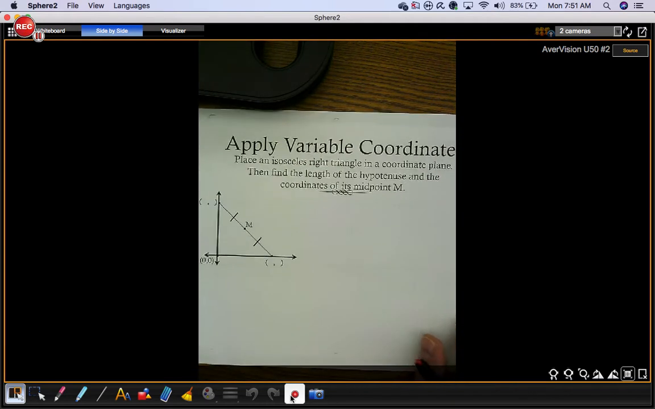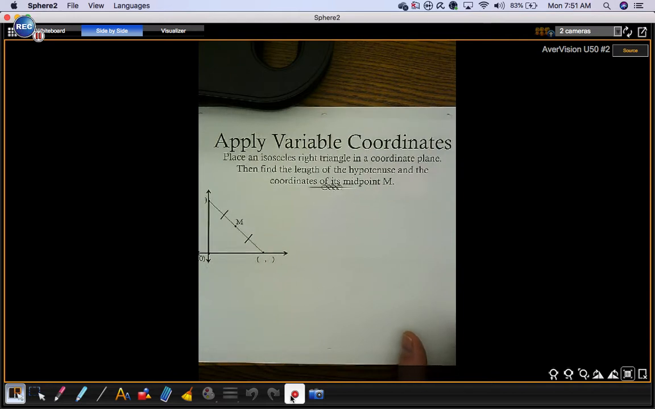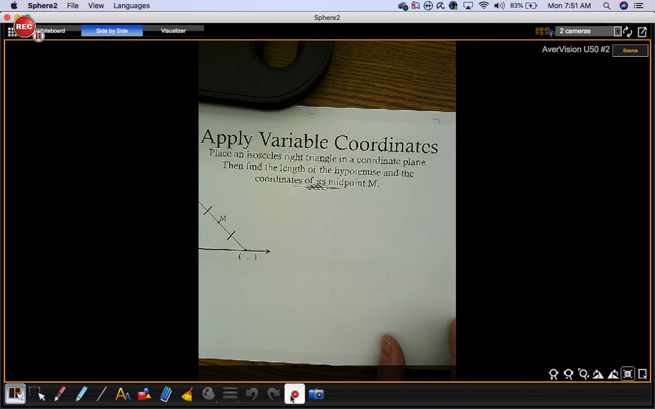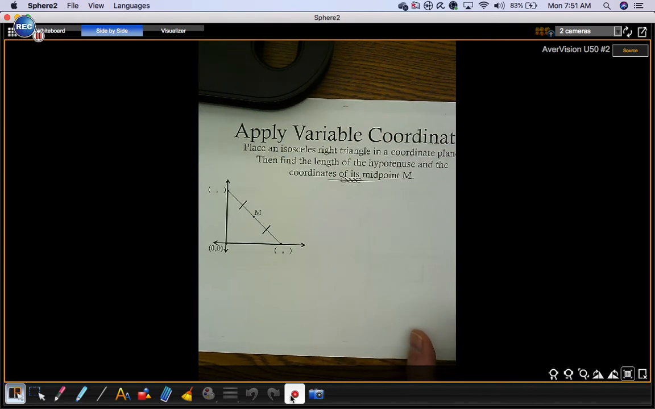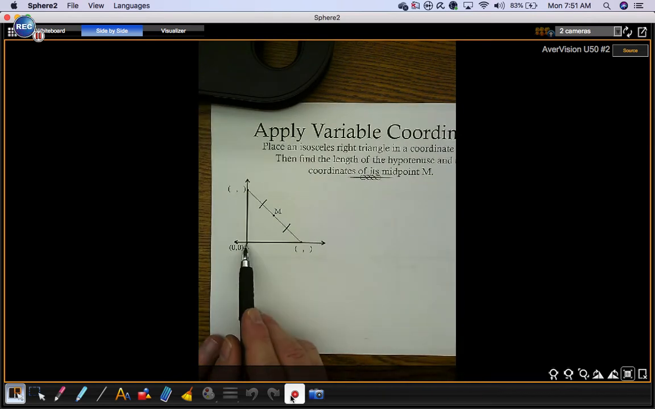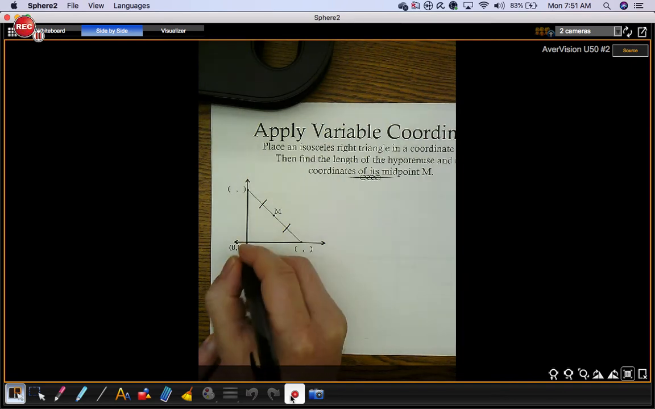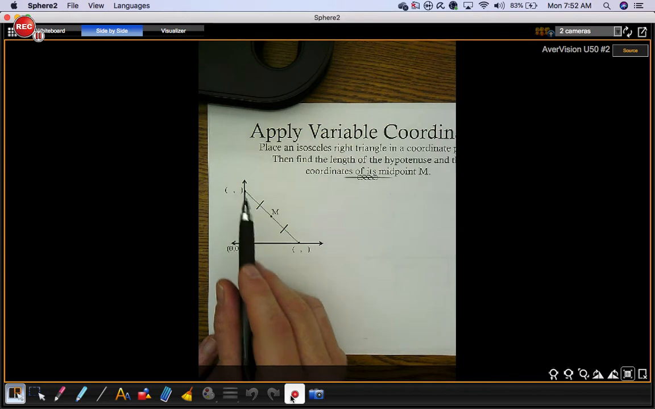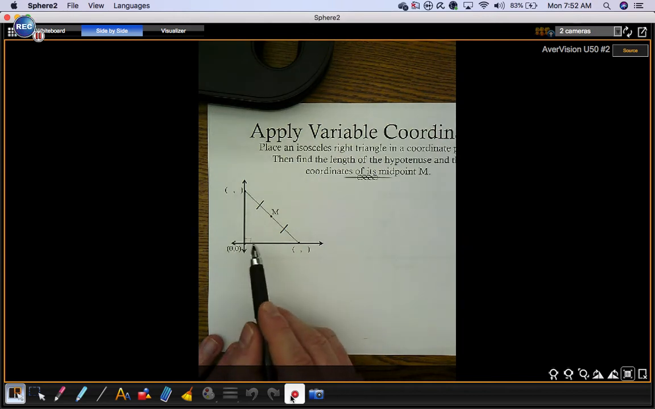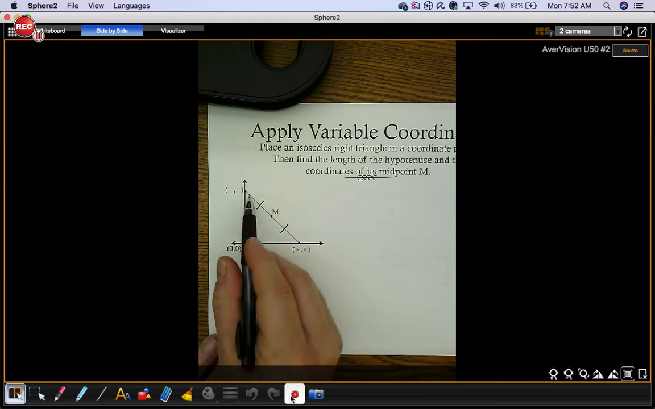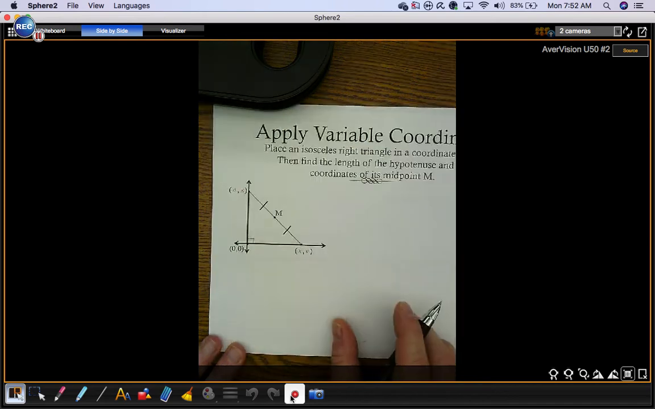We're going to do the same thing on this one, except we're going to use an isosceles right triangle in a coordinate plane. We want to find the length of the hypotenuse and the coordinates of the midpoint M. So this is a great place to put your right angle because it's an isosceles right triangle. So we know that's a right angle. And if it's isosceles, whatever this length is, the other is going to match. So that really helps you. So we'll call this distance x. So this ordered pair would be (x, 0), and this ordered pair would be (0, x).